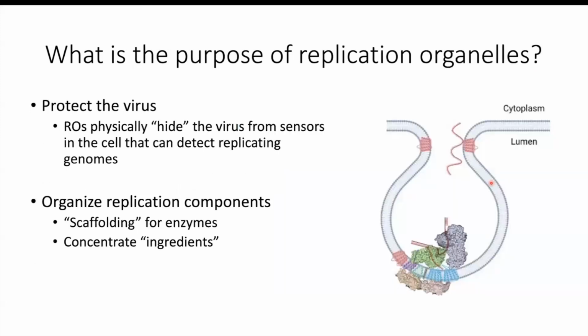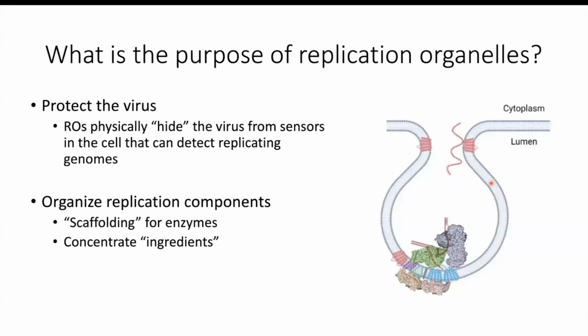And so what is the purpose? Why does the virus bother making these structures? The first one is to protect the virus. These replication organelles physically hide the virus from sensors in the cell that can detect replicating genomes and initiate an antiviral response. Obviously, the virus doesn't want that.